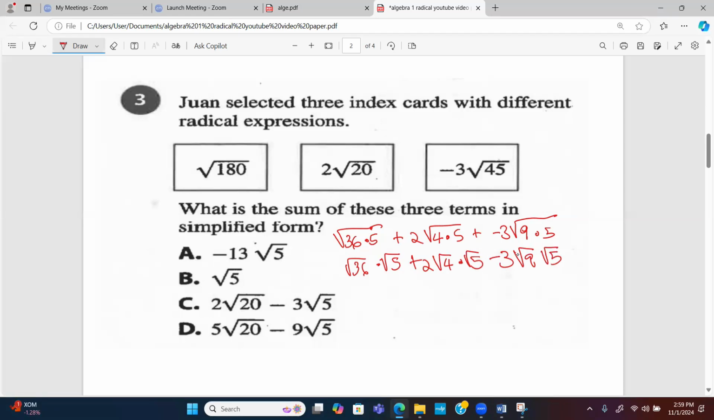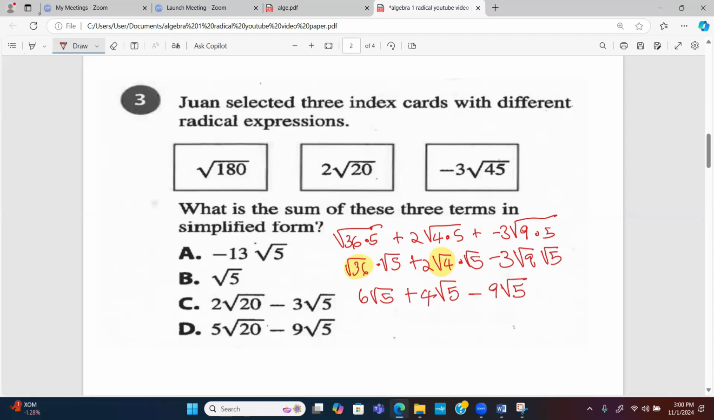So basically, 6 times 6 is 36. So we could say, well, our square root of 36 there is 6 root 5. And for this part right here, the square root of 4 is 2. But I definitely had a 2 before. So 2 2's will give me now a 4. And then this is root 5. And lastly, -3 times the square root of 9, which is 3. 3 3's give us about 9. And then we have the root of 5.